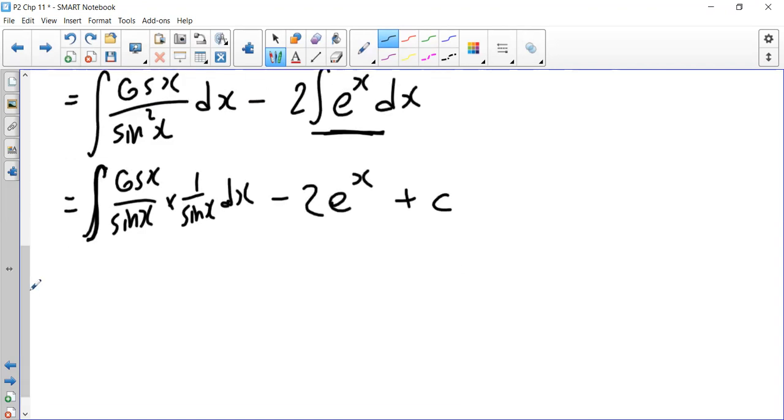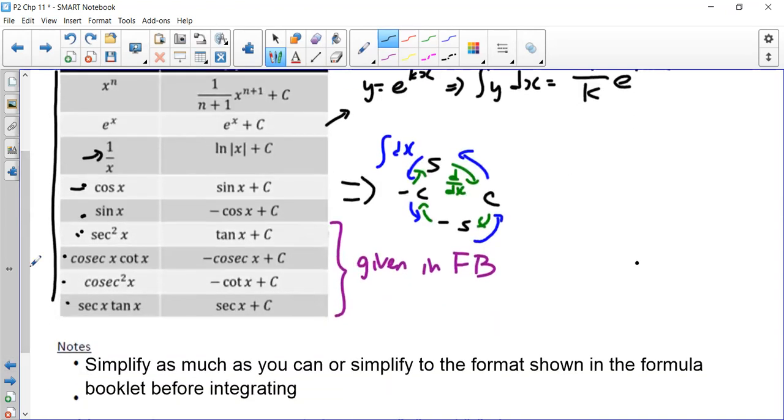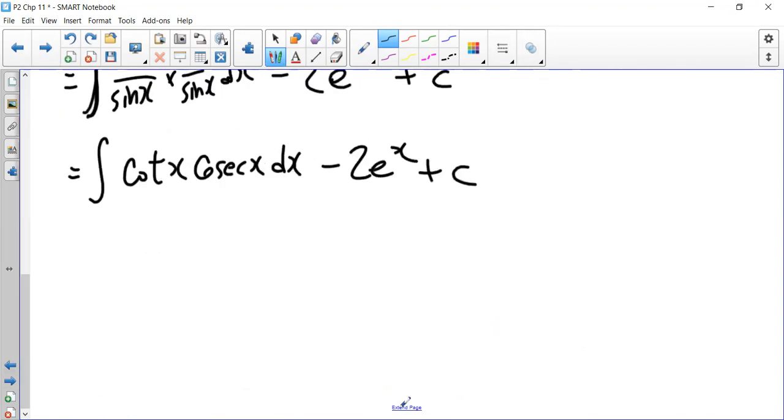Right, so cos x over sin x is cot x. 1 over sin x is cosec x. dx, because I've not integrated, I'm just simplifying, minus 2e to the power of x plus c. Now the integral of cot x cosec x, using the formula booklet, is negative cosec x. So here, we go to negative cosec x.